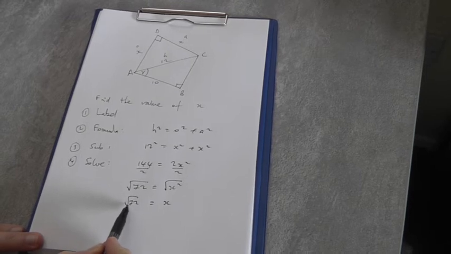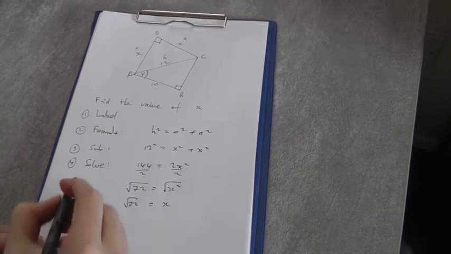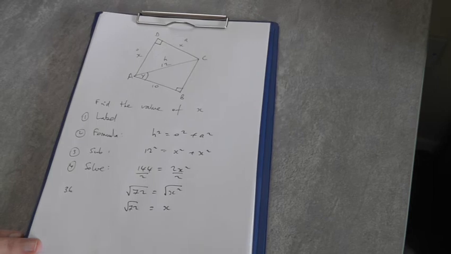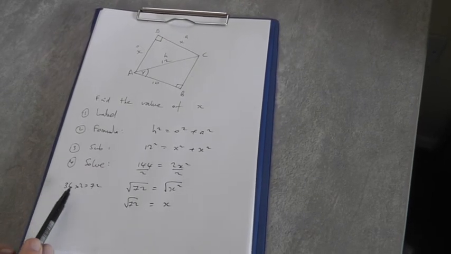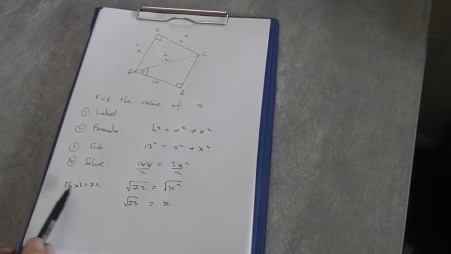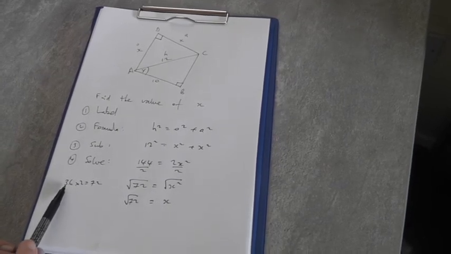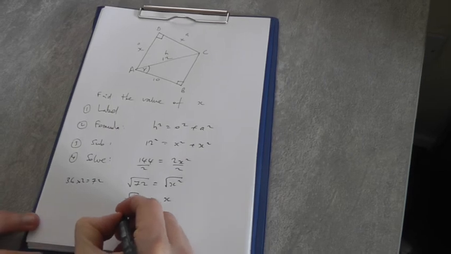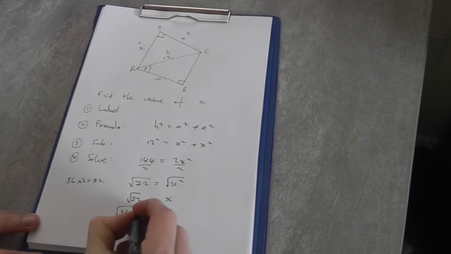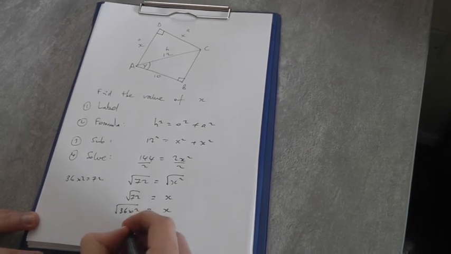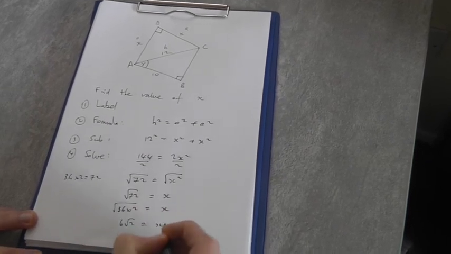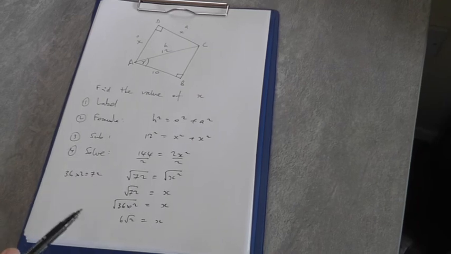So what two numbers multiplied together to give you 72? 36 multiplied by 2 is 72. And that is a perfect square, and that is a prime number, and that is the combination that I want. And we put our perfect square first, our prime number second. So 72 is equal to 36 multiplied by 2, and the square root of 36 is 6, and 6 root 2 equals x, and that is the answer to x.